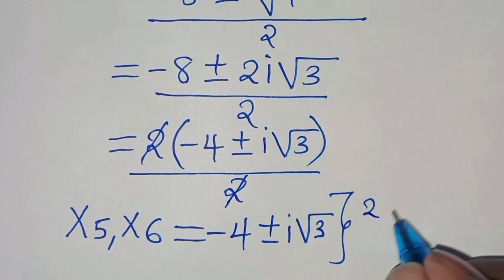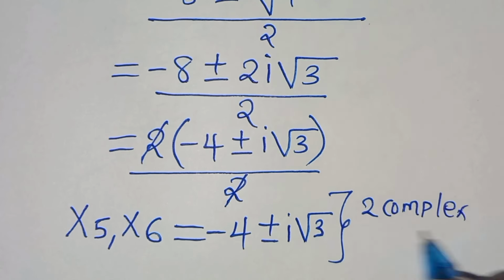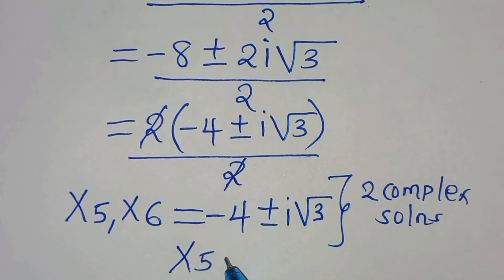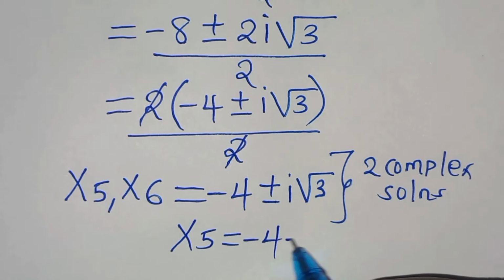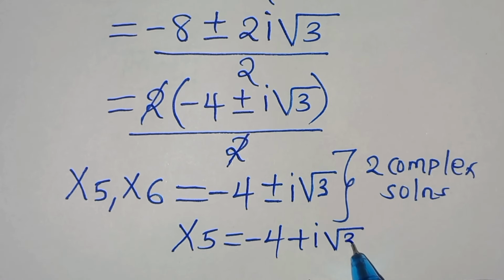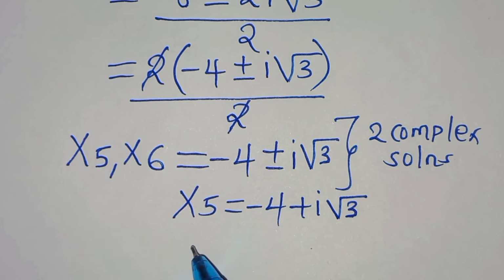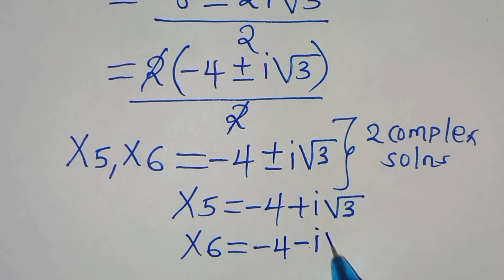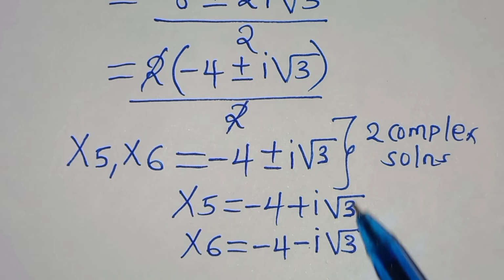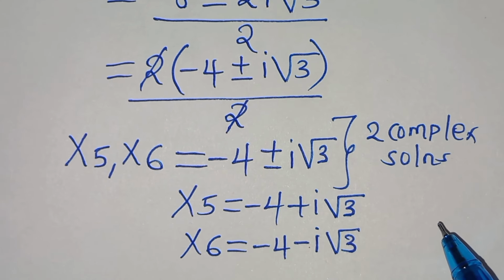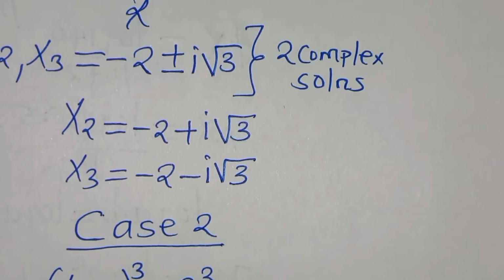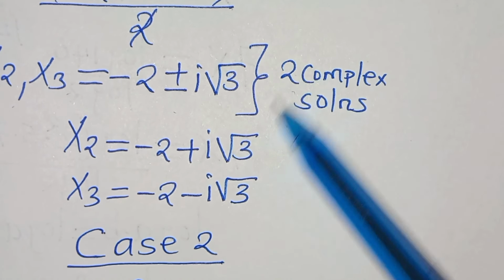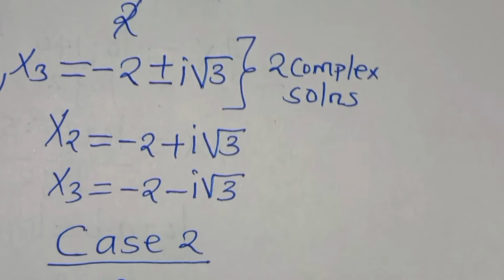So these are two complex solutions under case 2. So that now x5 is equal to minus 4 plus i square root of 3, and x6 here is equal to minus 4 minus i square root of 3. We also have the other two complex solutions, x2 and x3, and this totals to 4 complex solutions, and we have got 2 real solutions.